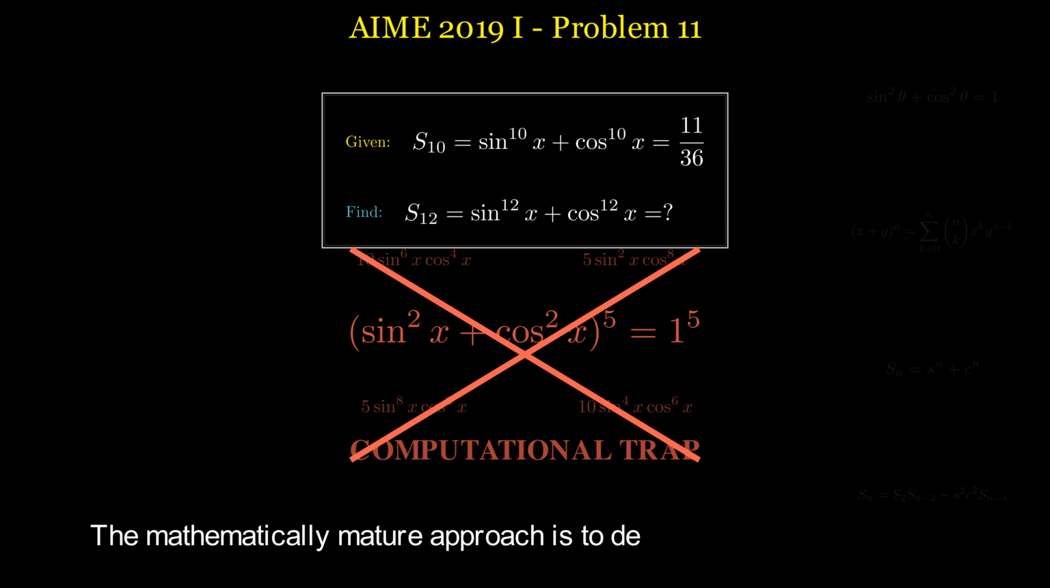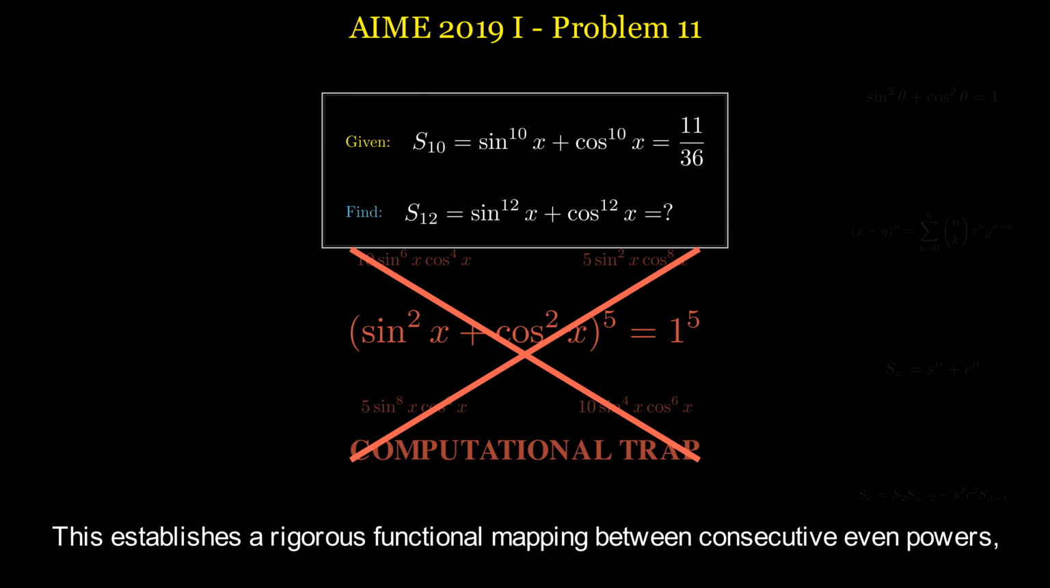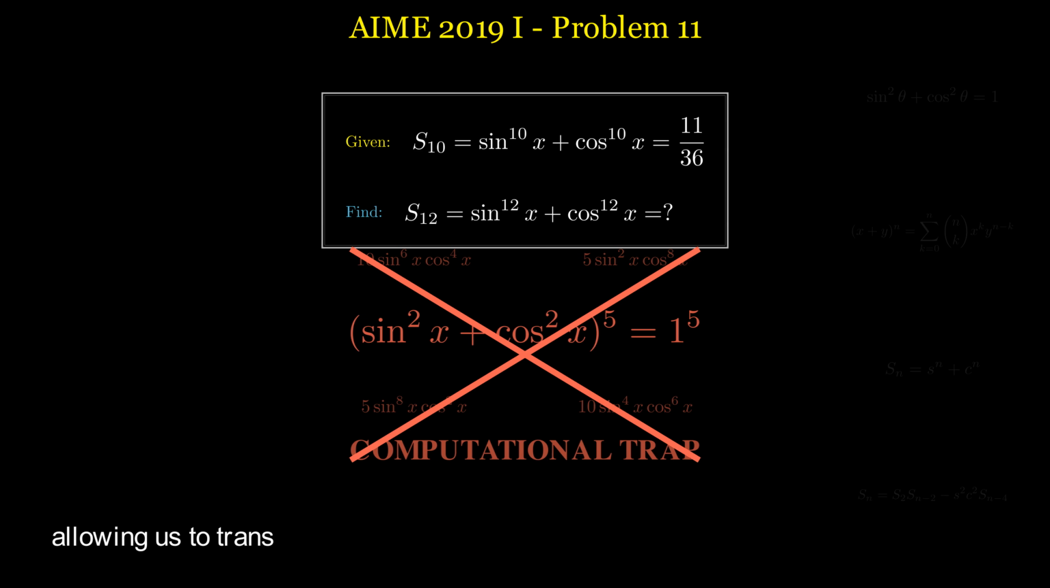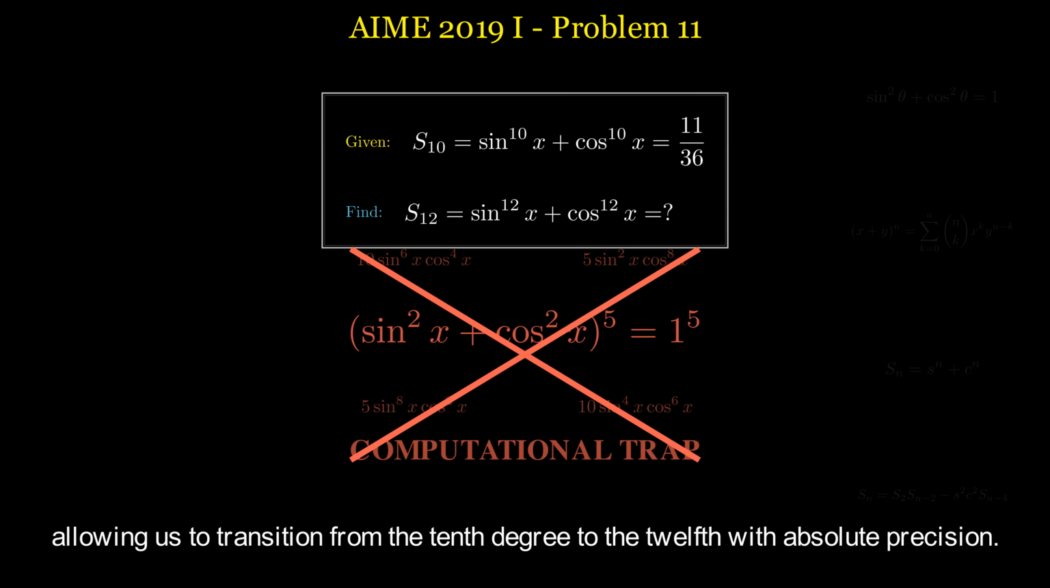The mathematically mature approach is to derive a recurrence relation. This establishes a rigorous functional mapping between consecutive even powers, allowing us to transition from the 10th degree to the 12th with absolute precision.